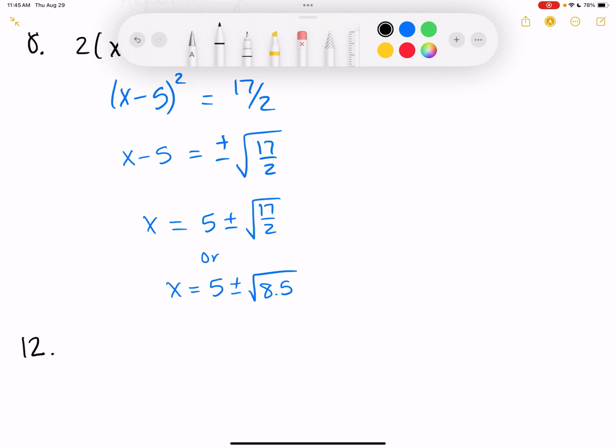And also note that if this was a perfect square, so something like if this had come out to be the square root of 16, which was 4, we would have 2 separate problems because we would have 5 plus 4 and 5 minus 4 to give us 2 separate answers. So just be aware of that also.